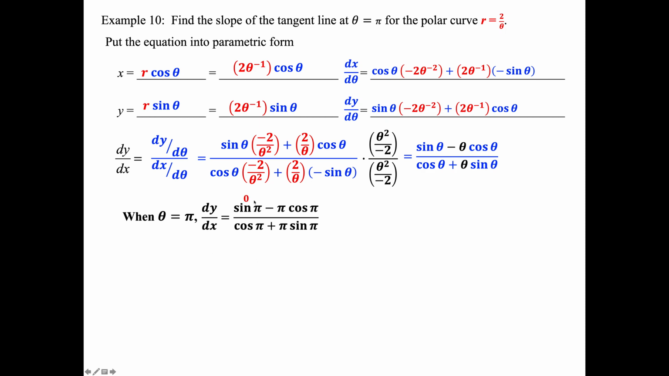Sine of pi is 0. Cosine of pi is negative 1. So this is negative 1. That's a 0. So it looks like we're going to get negative pi times negative 1 is pi, over a negative 1, which is negative pi. And there's our slope.